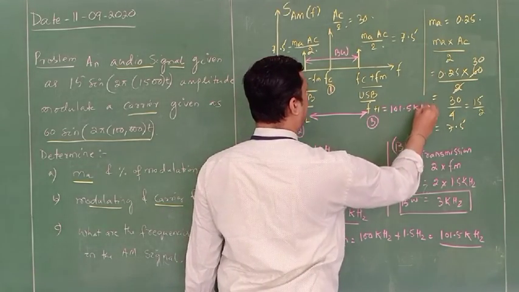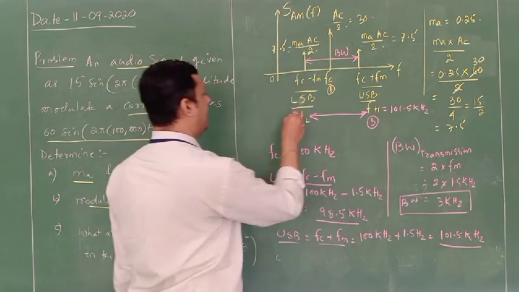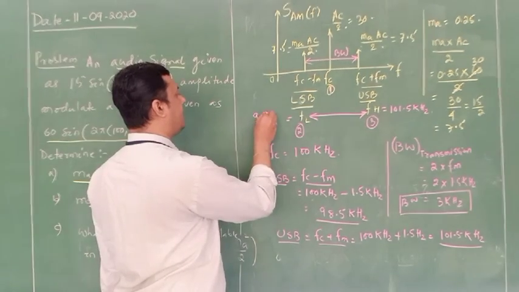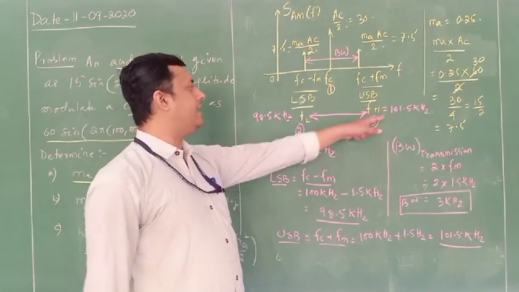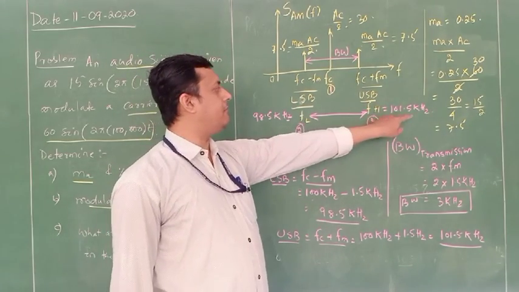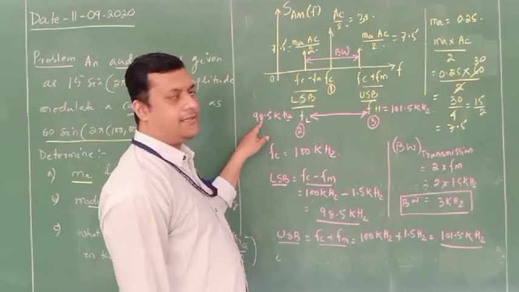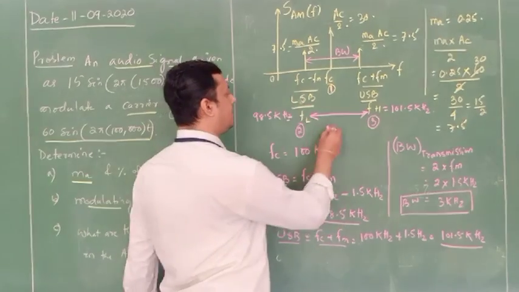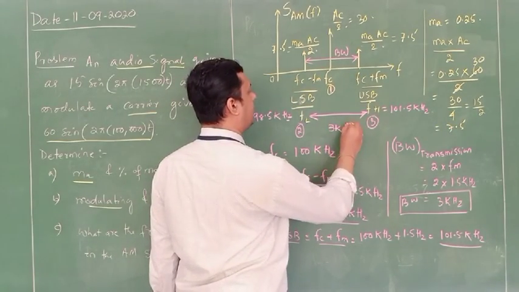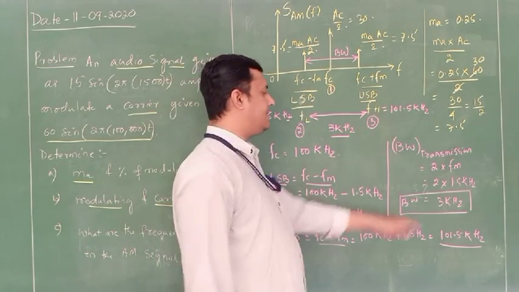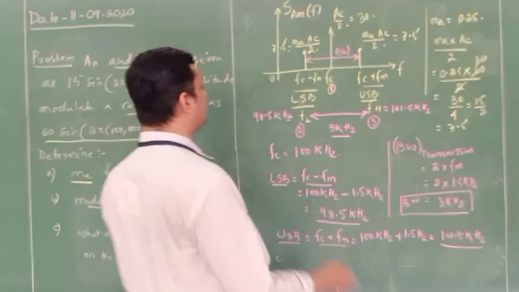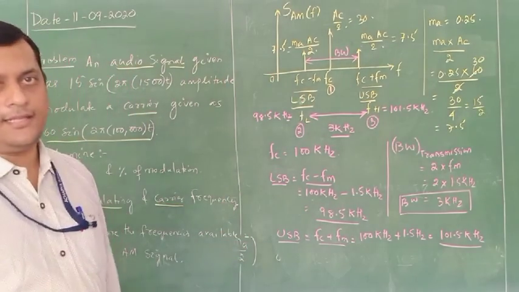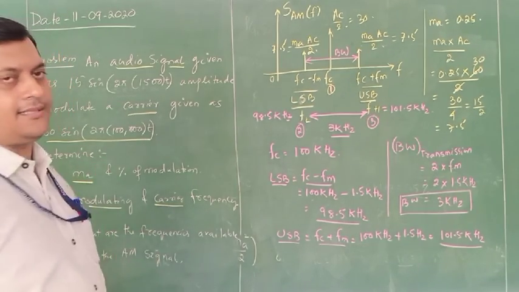101.5 kilohertz. Okay. FL we have 98.5 kilohertz. Now if you take the difference, 101.5 kilohertz minus 98.5 kilohertz, you will get 3 kilohertz of bandwidth. So it is same as this one. So you can prove like this also. So this is the small question, simple representation.